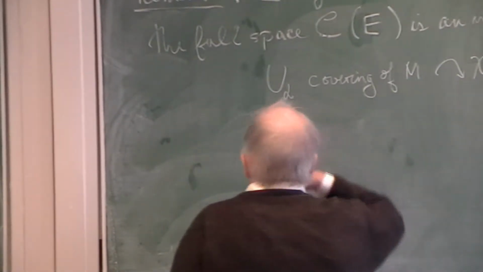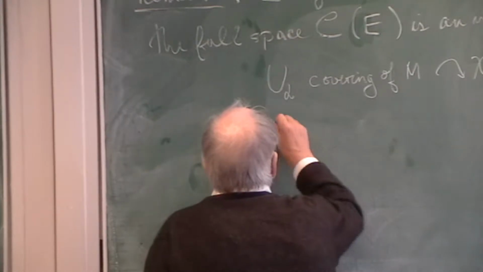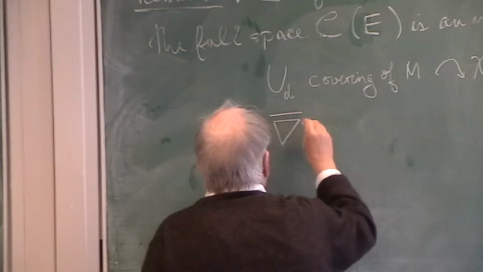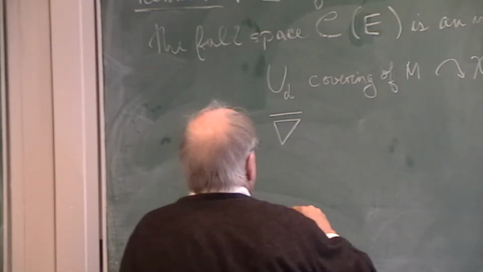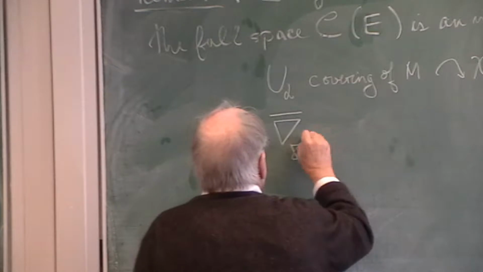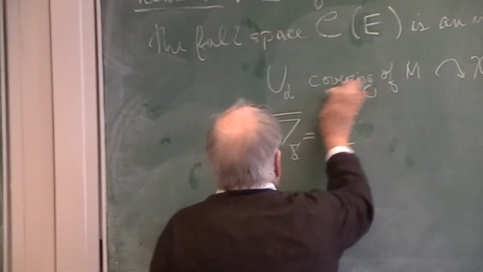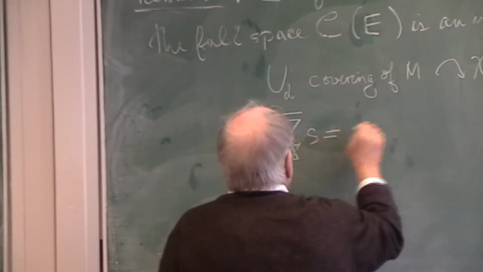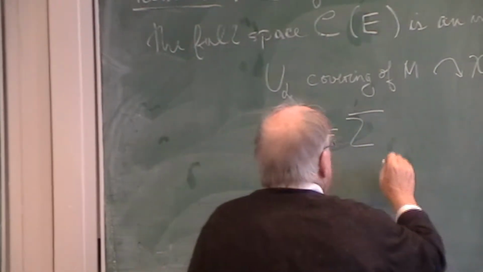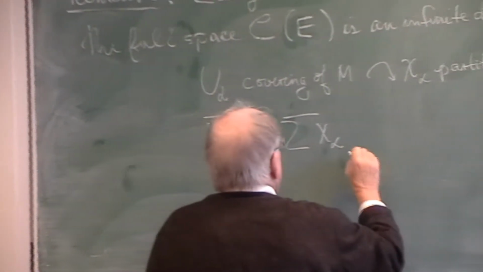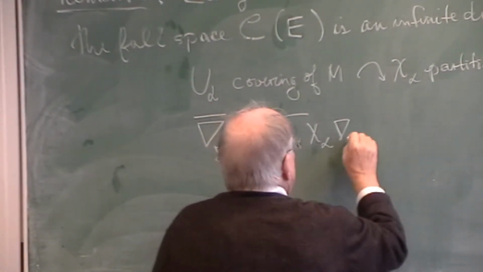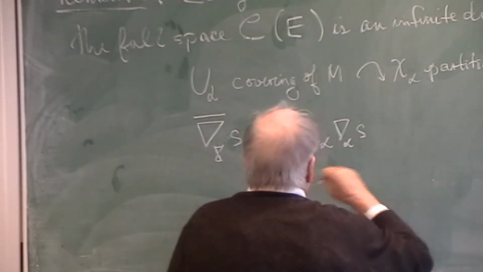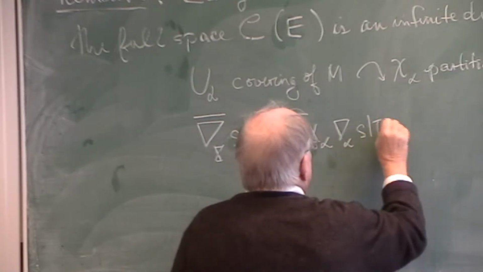Then we define, let's see, I'll try to follow your textbook. I remember in your textbook, maybe you put something here, bar x, defined to be bar x of S is some chi alpha nabla alpha of S, okay, restricted to U alpha.